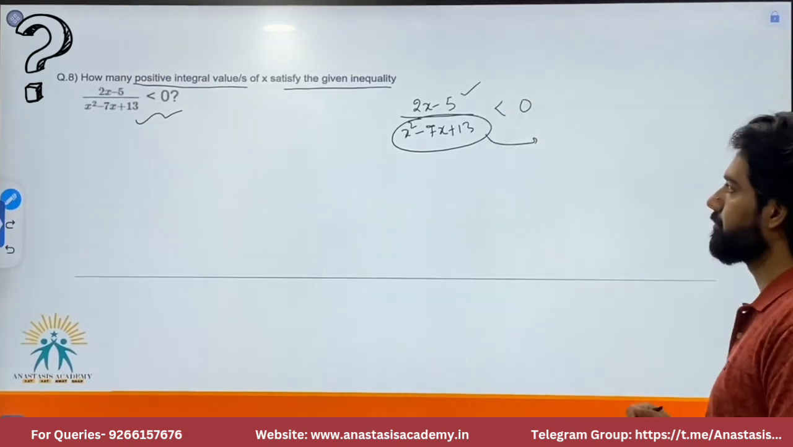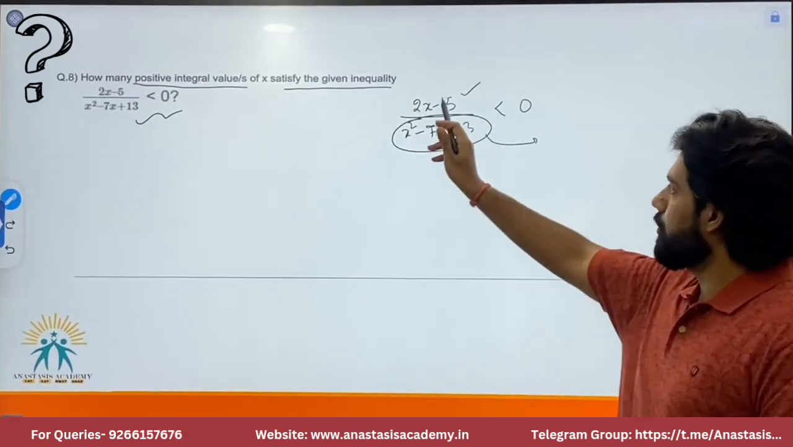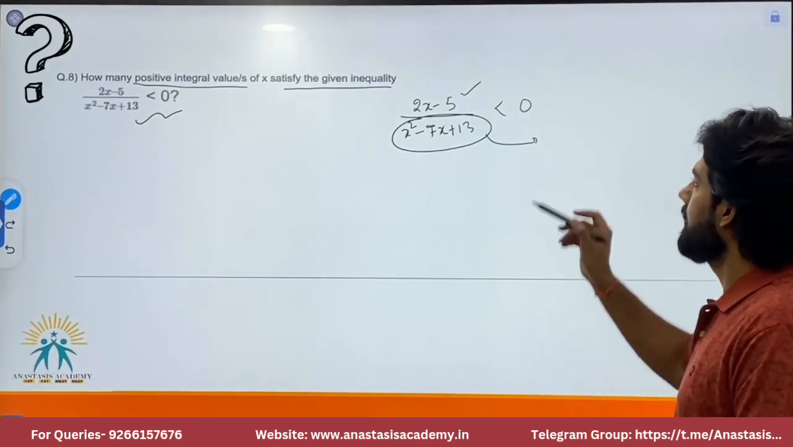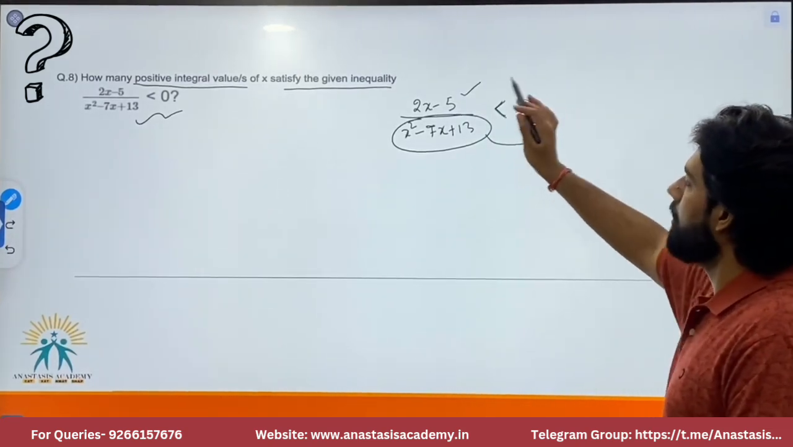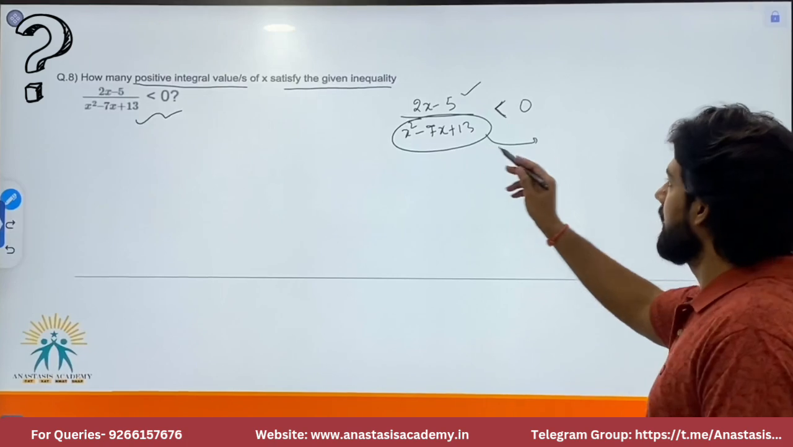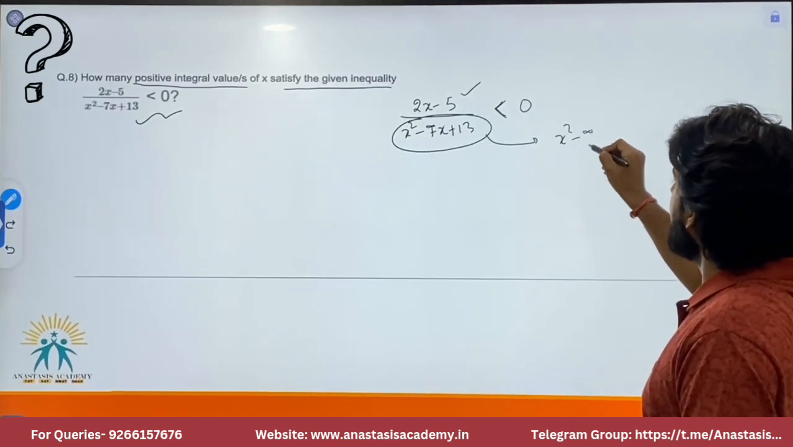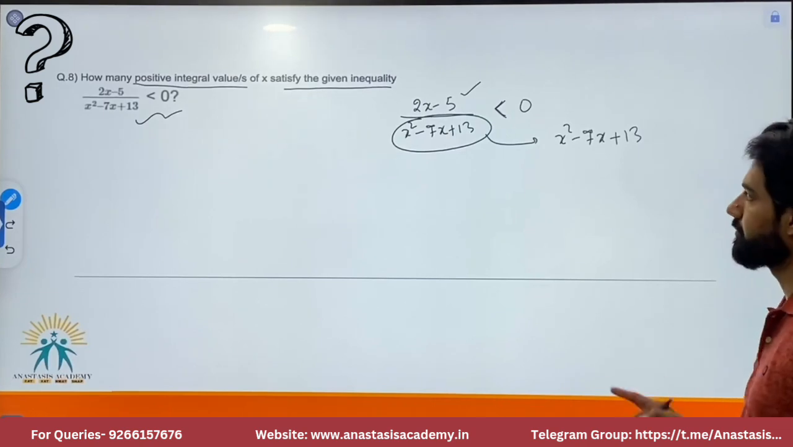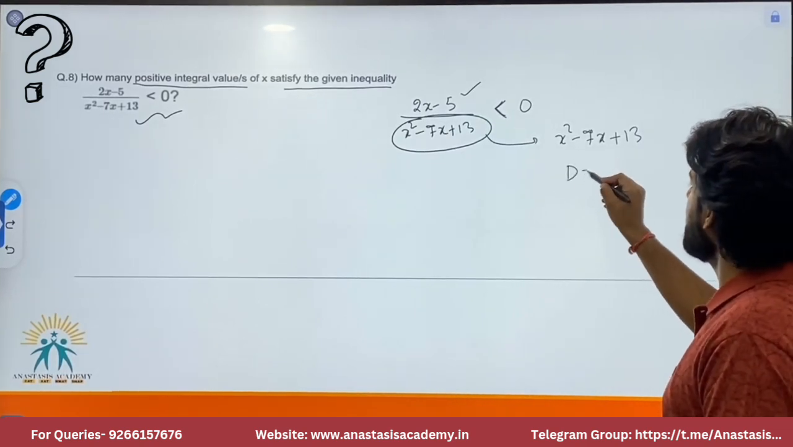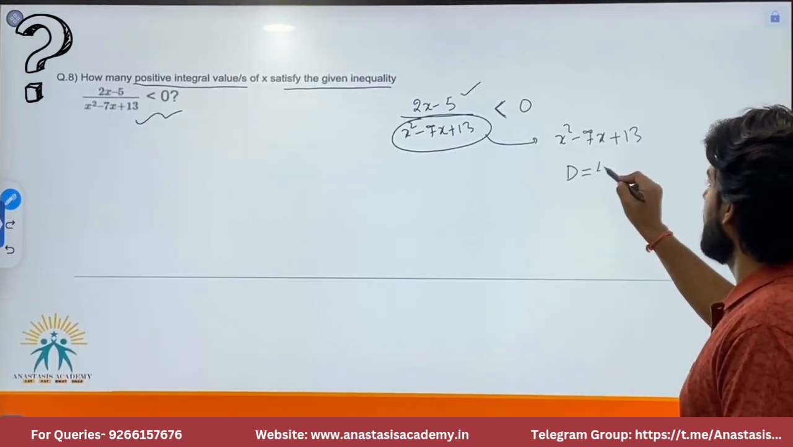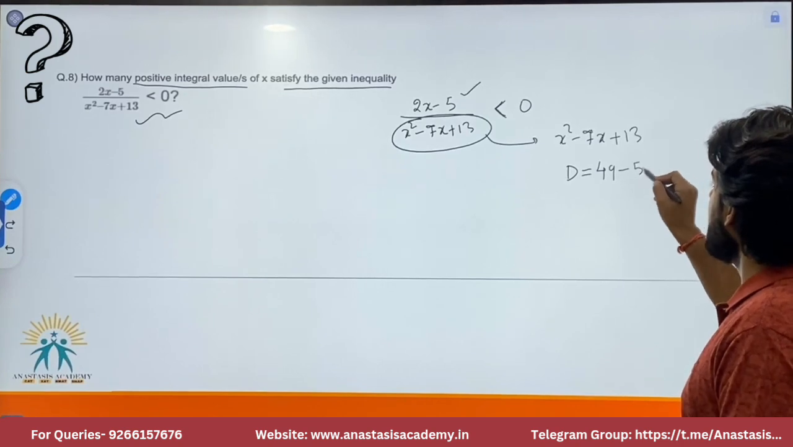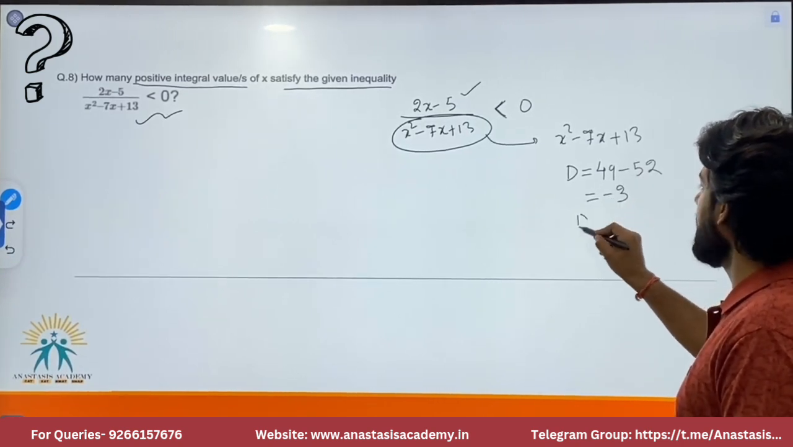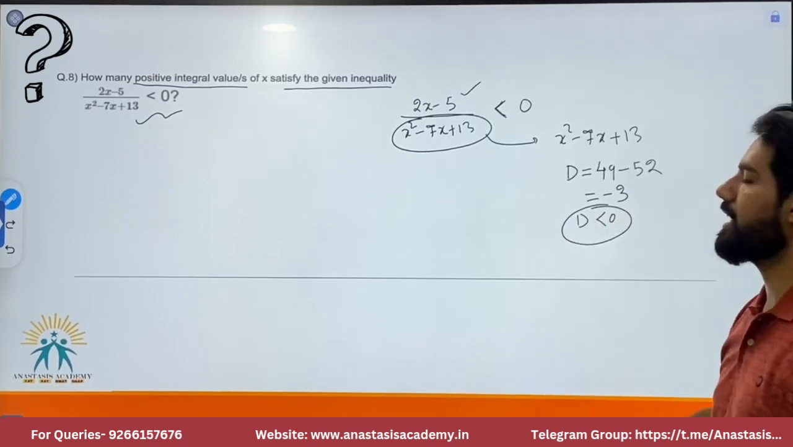I know the 2x - 5 divided by this quadratic is less than 0, or this expression is negative. Observing this quadratic, it is x² - 7x + 13. Finding the discriminant, b² - 4ac, that is 49 - 52, which is -3. So the discriminant comes out to be negative for the quadratic expression.